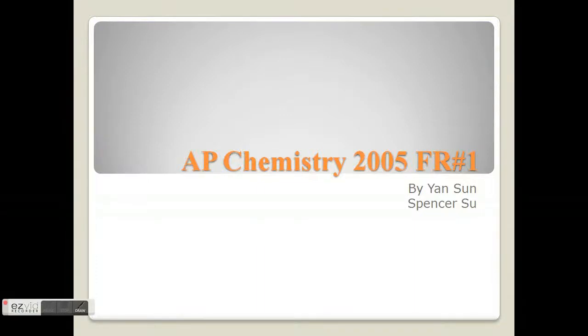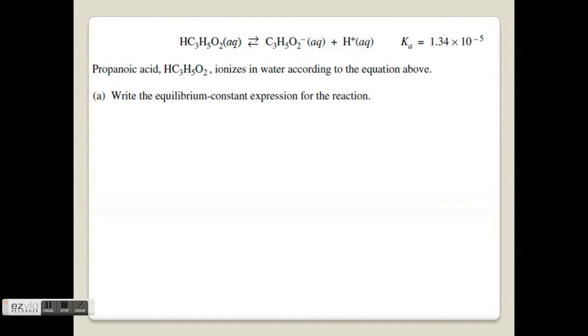Okay, so this is AP Chemistry 2005 free response number 1 by Yan Sun and Spencer Su. For the first question, we are given the chemical equation HC3H5O2 becomes C3H5O2 minus and H plus, all aqueous, and we're given the acid constant Ka equals 1.34 times 10 to the negative 5.